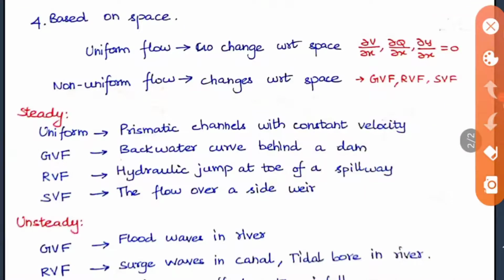And then the fourth classification is based on the space. So here uniform flow and non-uniform flow. So when there is no change with respect to space we call it uniform flow. So here the velocity, discharge and even the height do not vary in any position. So it will be uniform flow. And non-uniform flow means it changes with respect to space. So the examples given are gradually varied flow, rapidly varied flow and spatially varied flow. So these three will be studied in detail in this chapter. So these three are some of the examples for this.